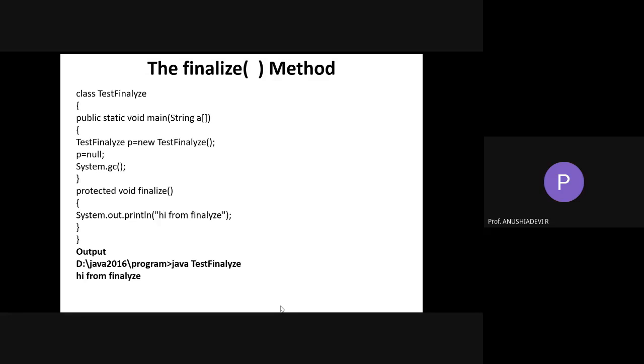That system.gc method is called only by the JVM, but we can also call system.gc explicitly. Even if you call system.gc explicitly, it is decided only by the JVM whether it has to be called or need not be called.